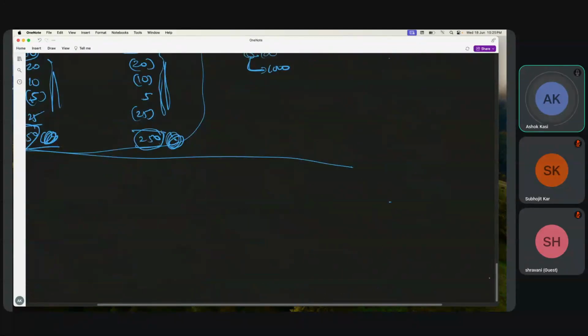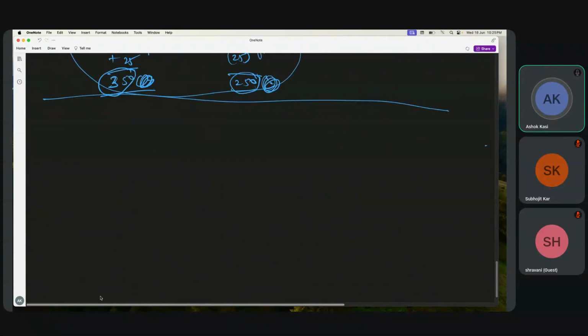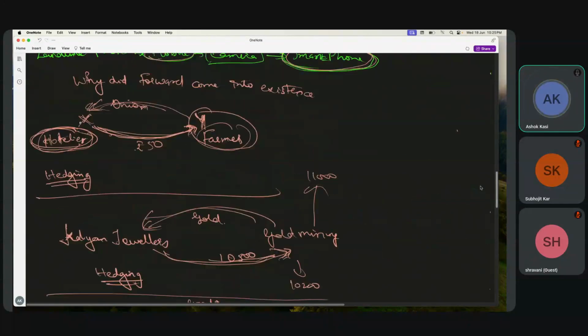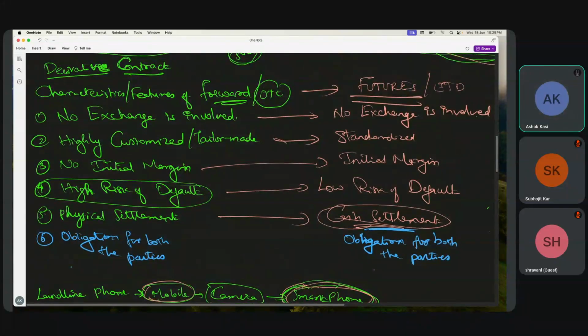Then the next one. So what is the further innovation? Now, they thought, when we look at the characteristics, it's an obligation for both the parties. Then they thought, can we create a contract where one party does not have the obligation? He will have the right, but not the obligation. So what does that mean? How does that work? Let's see.